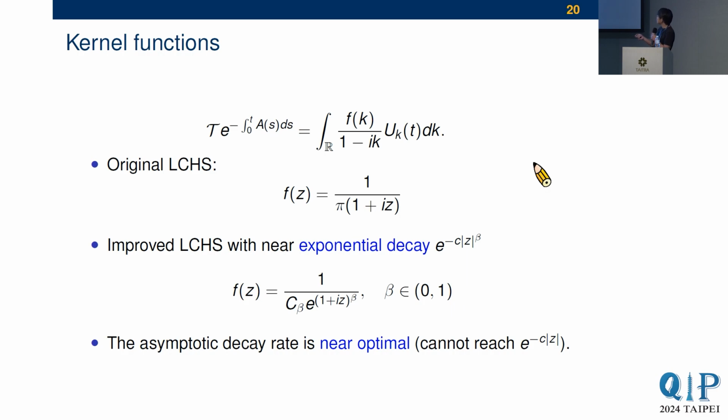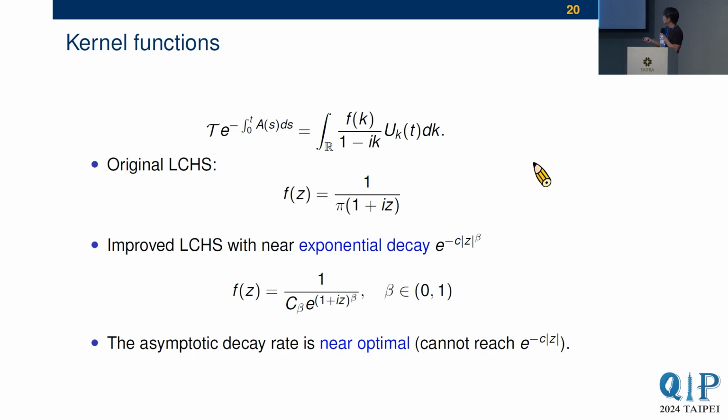Turns out the near optimal method to choose is this weird thing: e to the (1 plus iz) to the power beta, where beta is something between 0 and 1. Immediately you will see that asymptotically on the real axis, this determines how far you should go to truncate your integral to obtain a quadrature formula. This thing goes like e to the minus c z to the beta. Beta can be arbitrarily close to 1. If beta is equal to 1, then this is exponential decay, and you just obtain optimal complexity.